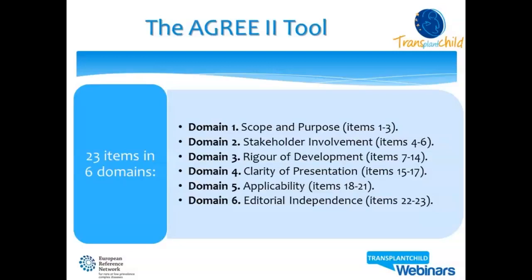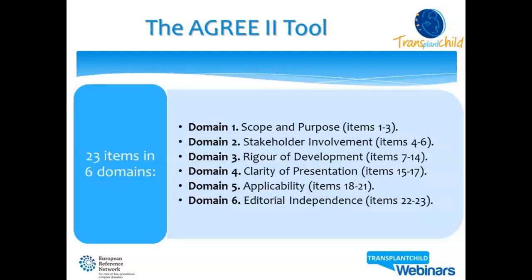The first of the 6 domains is called scope and purpose. This domain covers items 1, 2, and 3, and is concerned with the overall aim of the guideline, the specific health questions, and the target population. Domain 2, which is stakeholder involvement, covers items 4 to 6. This domain focuses on the extent to which the guideline was developed by the appropriate stakeholders and represents the views of its intended users.